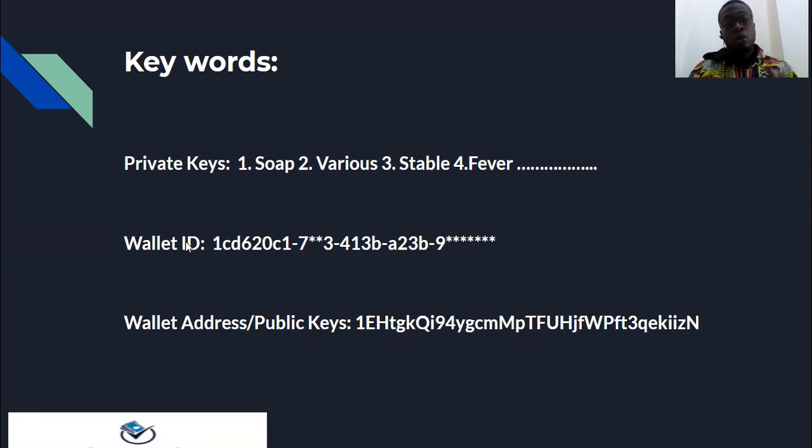Then your wallet ID, that's also your wallet identifier. Okay. Then the next one is your private keys. This will be given to you after you've registered and confirmed your email. In the wallet, they will ask you to write this down, right? You have to write it down.